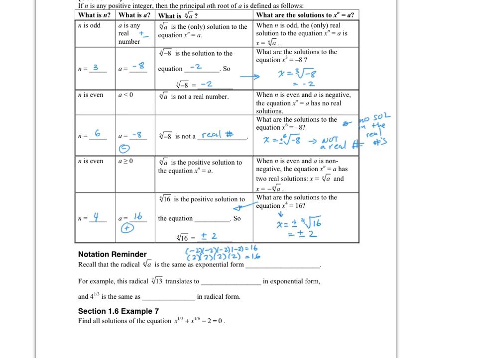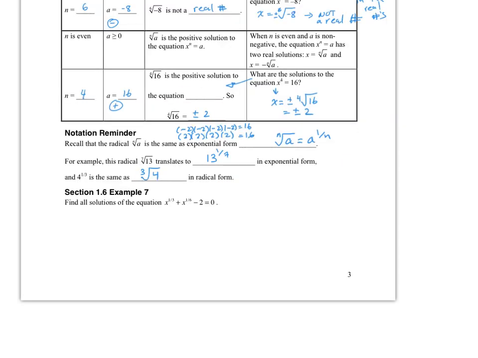plus or minus 2. Now, don't forget, and we talked about this multiple times before, that a radical is the same thing as a fractional exponent. So therefore, the n-th root of a is the same thing as a to the 1 over n. So therefore, the 7th root of 13 is the same thing as 13 to the 1/7 power in exponential form, and 4 to the 1/3 is the same thing as the cube root of 4 in radical form.